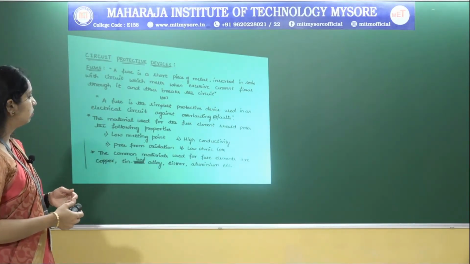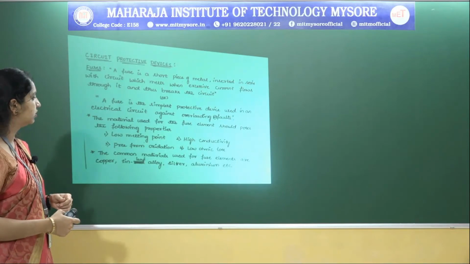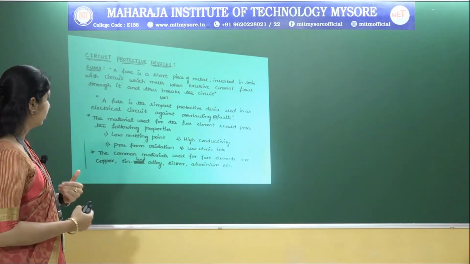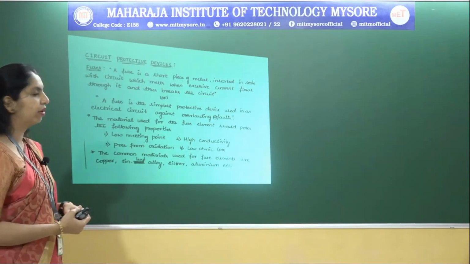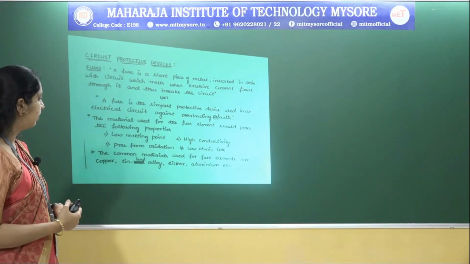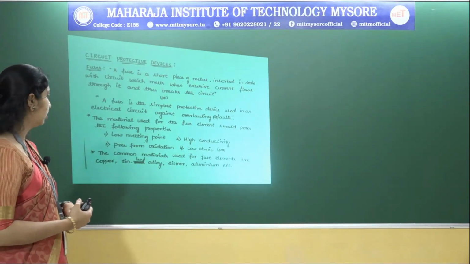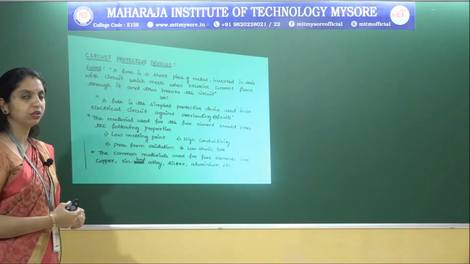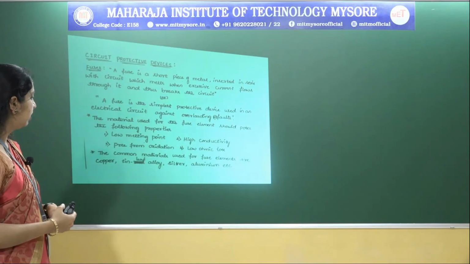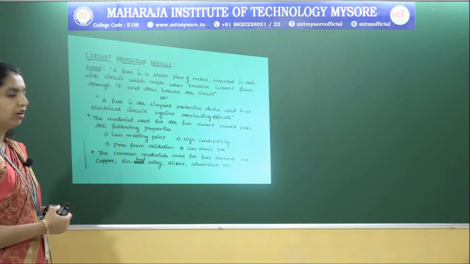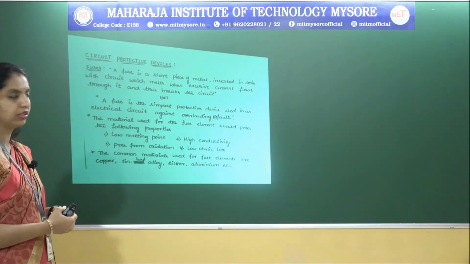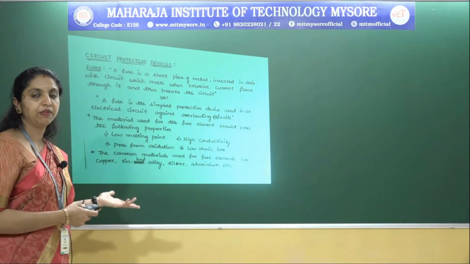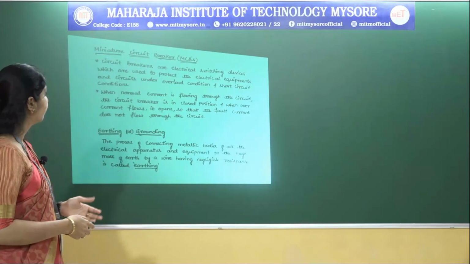So here the material used for the fuse element should possess the following properties. What are the properties it should possess? That is low melting point, high conductivity, free from oxidation, low ohmic loss. Now the common materials used for fuse elements are copper, tin, lead alloy, silver and aluminum, etc. So these are the kinds of materials which we can have for the fuse.